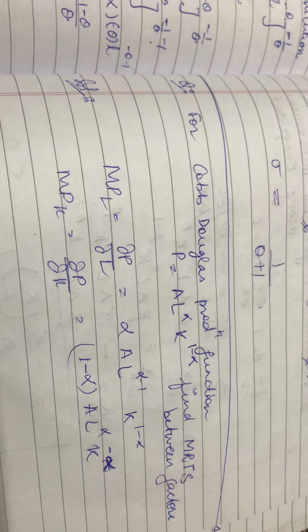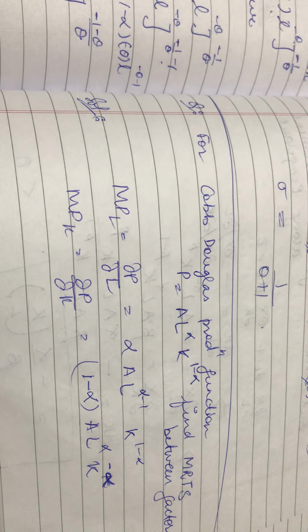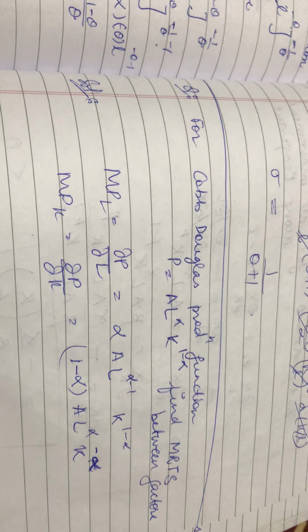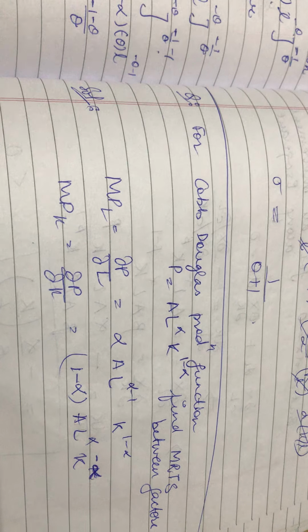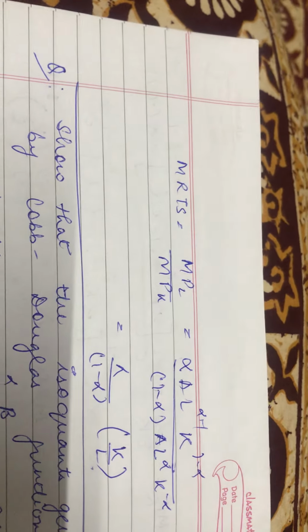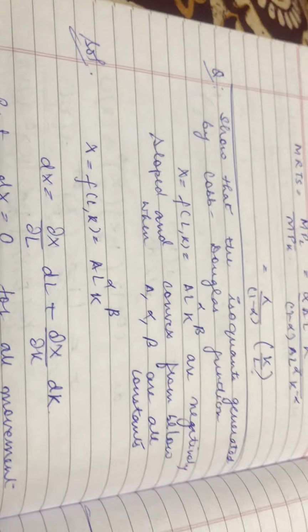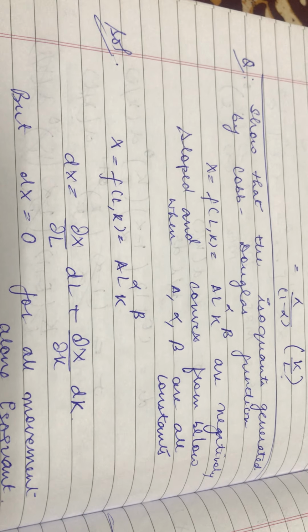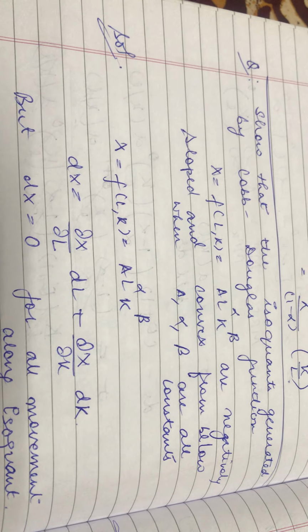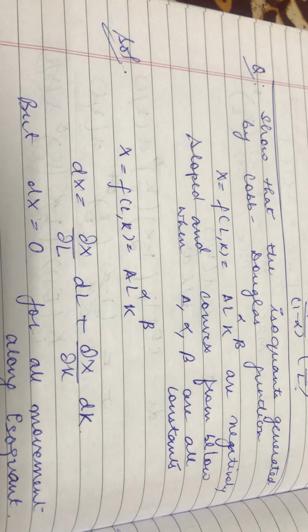Another question that I have is the Cobb-Douglas function, which is given like this, and we have to find the MRTS between the factors. मैंने marginal product निकाला है दोनों का. MRTS is MPL upon MPK, and we have this. Then another question, show that the isoquants generated by the Cobb-Douglas function are negatively sloped and convex from below when A, alpha are all constant.